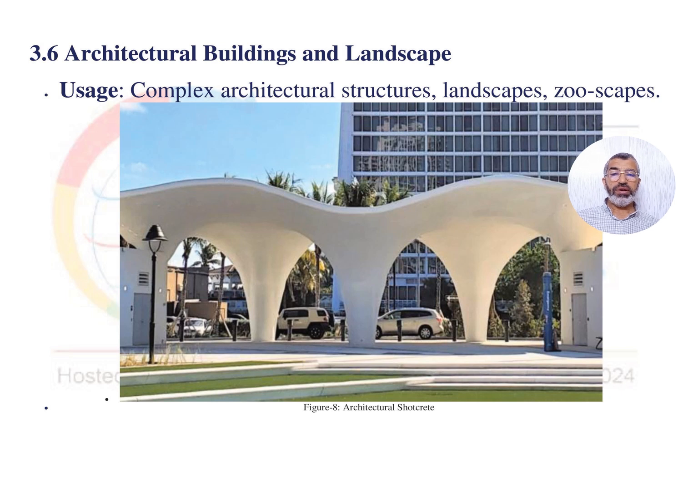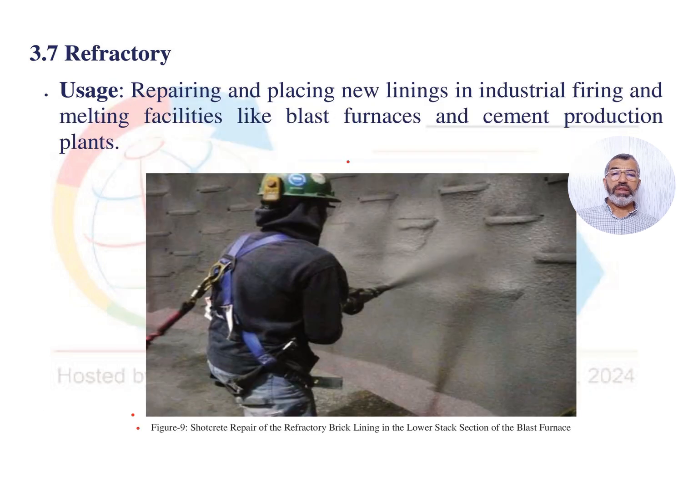Another application is for constructing complex architectural structures, landscapes, and zooscapes, as you see here in figure 8, that are hard to construct using conventional concrete casting. And another application is in refractory for repairing and placing new linings in industrial firing and melting facilities like blast furnaces and cement production plants, which are subjected to high temperature. As you see here in figure 9, this worker is shotcreting and repairing the lining for a brick factory.